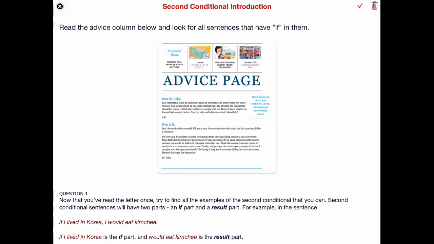Hi, and welcome to our second round of conditional grammar structures. We talked about the first conditional earlier, and now we're going to talk about the second conditional.